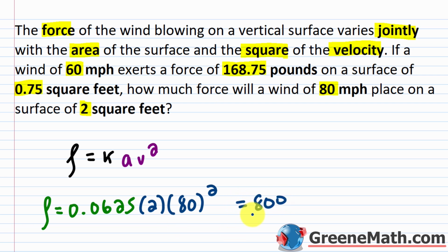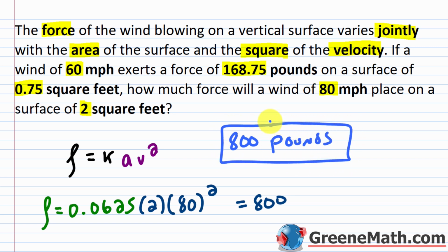So this is going to be in terms of pounds for the answer. So let's say that it's going to be 800 pounds, like that. And again, if you want to make a sentence, you can, but this is going to be the force that this wind of 80 miles per hour is going to place on a surface that is 2 square feet.